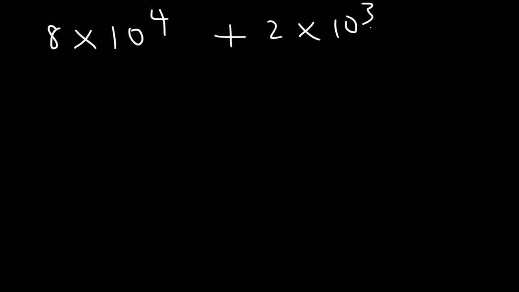Now sometimes you don't have like terms. For example, let's say if we wish to add 8 times 10 to the 4 and 2 times 10 to the 3. You can't say 8 plus 2 is 10 because these numbers don't match. What we need to do is convert one into the other. It's always better to convert the smaller number into the larger number. So we need to make this 3 and change it into a 4. So if you recall, anytime we move the decimal to the left, the exponent will increase. So what we need to do is move this decimal to the left. So this will increase by 1.